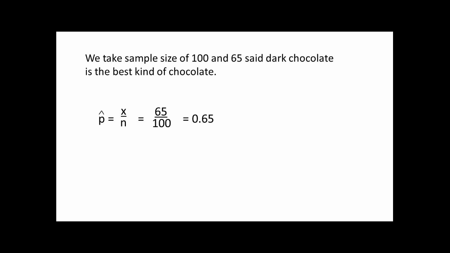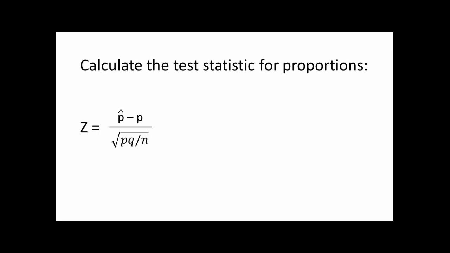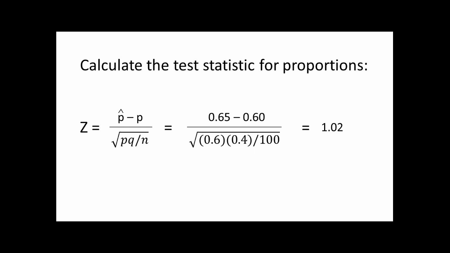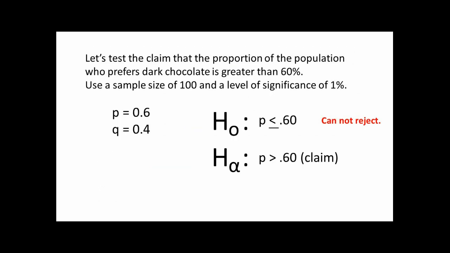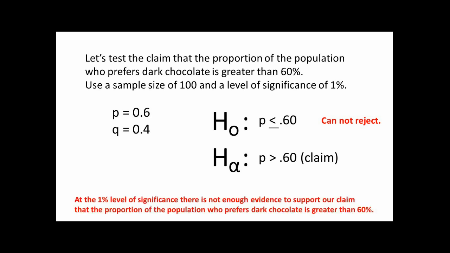Now calculate the test statistic. The test statistic z equals p hat minus p over the square root of p times q over n. And I get 1.02. Our test statistic does not fall in the rejection area. Therefore, we cannot reject H naught. Our claim was H alpha, so therefore, at the 1% level of significance, there is not enough evidence to support our claim that the proportion of the population who prefers dark chocolate is greater than 60%.